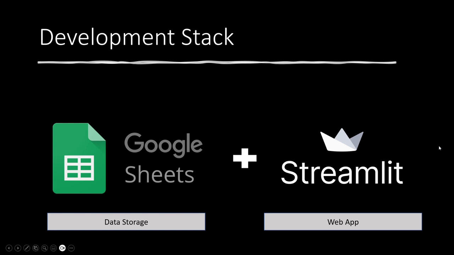And this is what the development stack looks like. The data storage is a Google Sheet, and the web application is going to be in Streamlit.